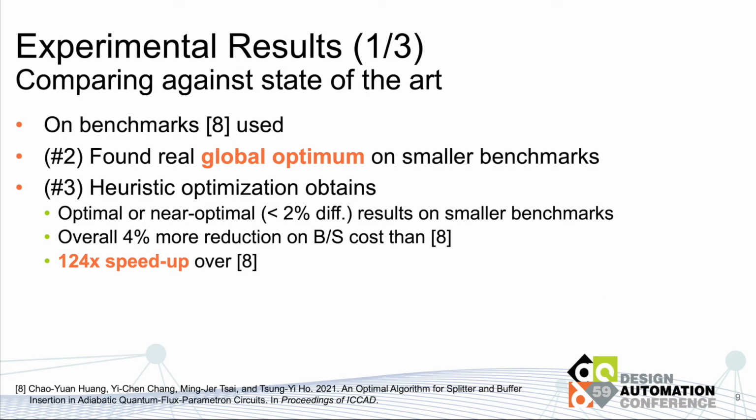For the experiment, we first compare to the state-of-the-art using the same benchmarks as them. Our SMT formulation found the global optimum on some smaller benchmarks. Some of them are small enough that both previous work and our heuristic find the optimum as well. But for some medium-sized ones, the previous work did not actually achieve the optimum, and our heuristic got very close to the optimum. Overall, we improve about 4% over state-of-the-art, and more importantly, we provide over 100 times speed up.